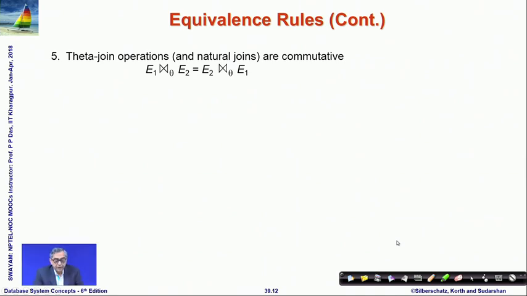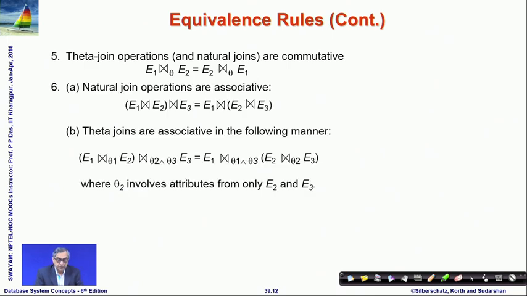Then theta join operations and natural join operations are commutative. We can interchange the relations. This might impact, for example, the nested join and block nested join algorithms that you have seen. Obviously, depending on the size of the relations, the cost of doing E 1 theta join E 2, or E 1 natural join E 2 and E 2 natural join E 1, may be different, and we would choose the one which has a lesser cost.